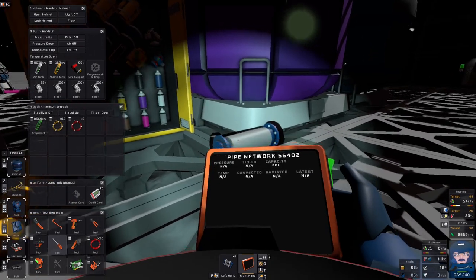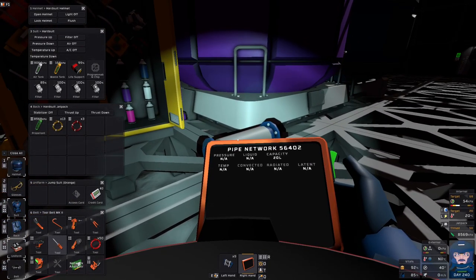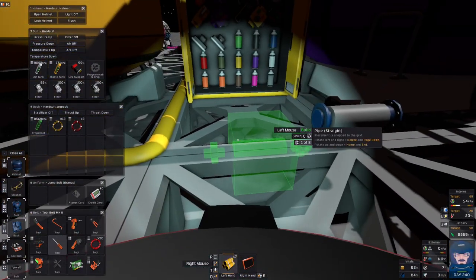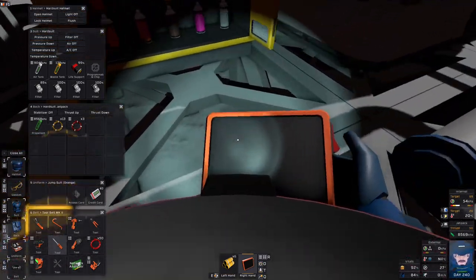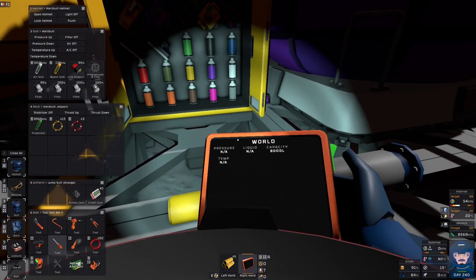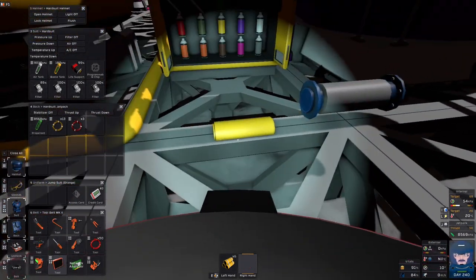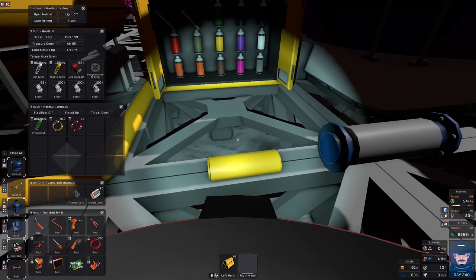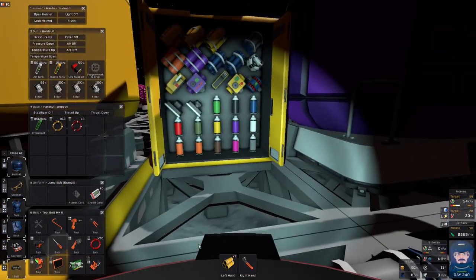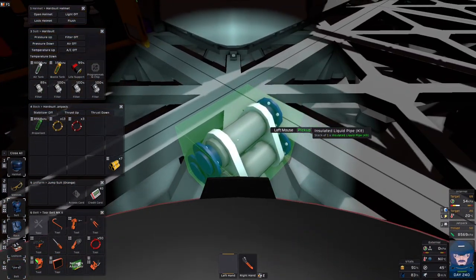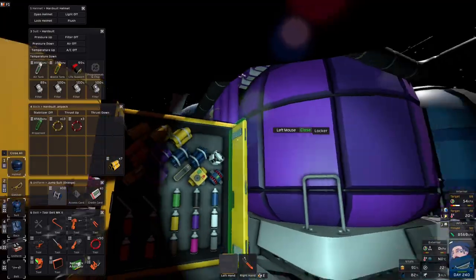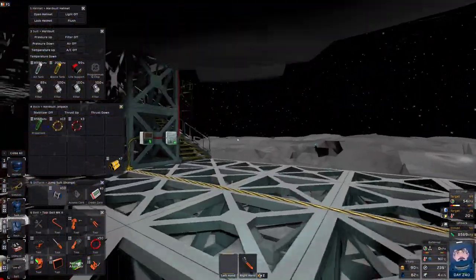But we can now see the capacity, the volume of a pipe. This one is 20 liters now. I believe these. Oh, these are only 10. Okay. Let me pick these back.